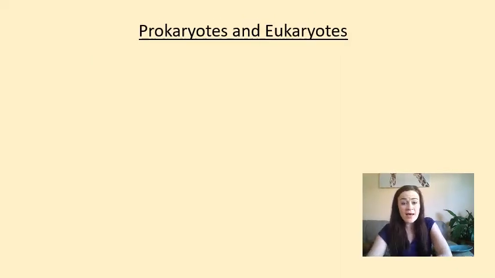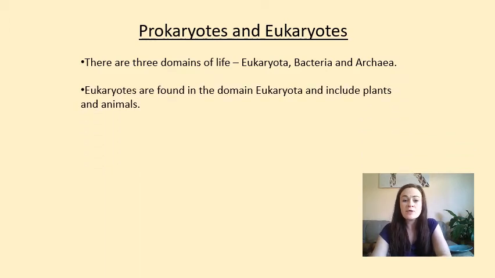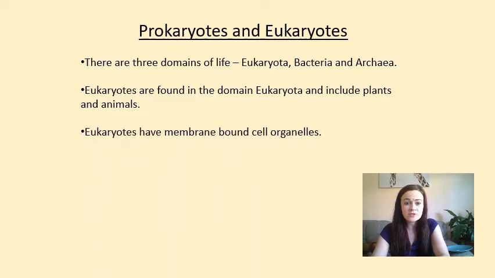So hopefully from the last task you'll have picked up quite a few differences about our prokaryotes and eukaryotes. Now what you need to know for higher is you need to know about the three domains of life. You need to know that plants and animals are eukaryotes. And hopefully pick this up, eukaryotes have membrane-bound organelles. This means they've got cell structures that are enclosed within a membrane. The nucleus has got a membrane around it. Mitochondria have a membrane around it. Chloroplasts, vacuoles, all these things have got membranes around them. And that's what makes a eukaryote a eukaryote. They contain these cell structures.